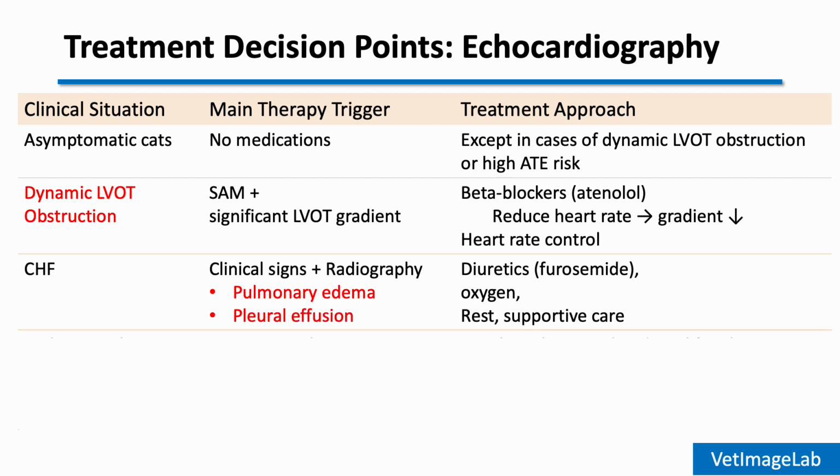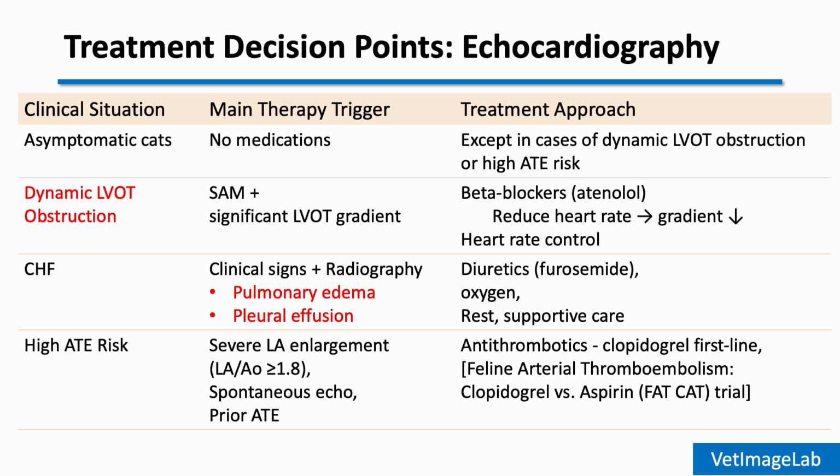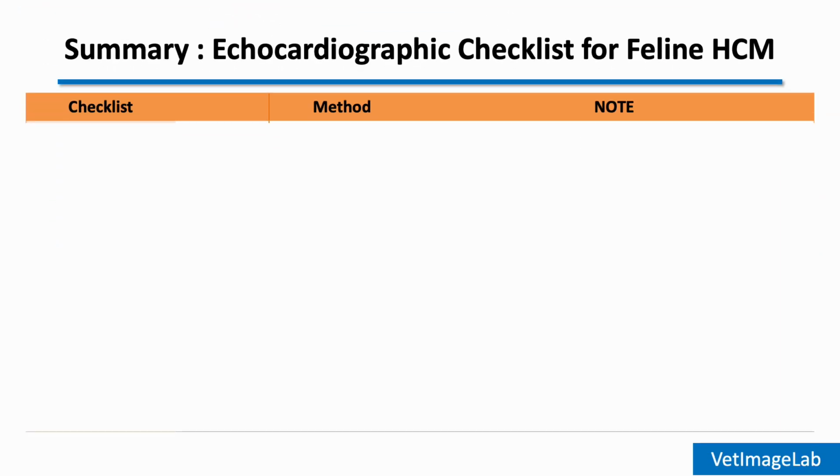If the patient presents with congestive heart failure, such as pulmonary edema or pleural effusion, we manage these cases with diuretics like furosemide, oxygen therapy, and strict rest. Finally, in cats with high ATE risk, showing severe LA enlargement, spontaneous echo contrast, or a history of ATE, clopidogrel is the first-line agent. Now let's summarize the key echocardiographic checklist for evaluating feline hypertrophic cardiomyopathy.